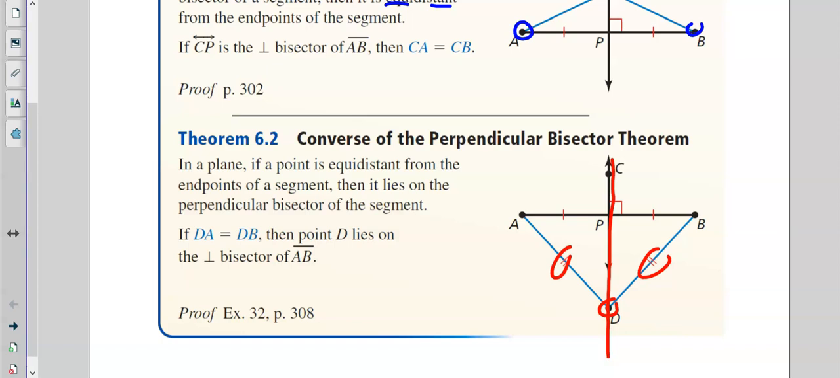Because look, just imagine if my perpendicular line was over here, well, that's clearly not going to be the same distance. Okay? So it has to be a perpendicular bisector.